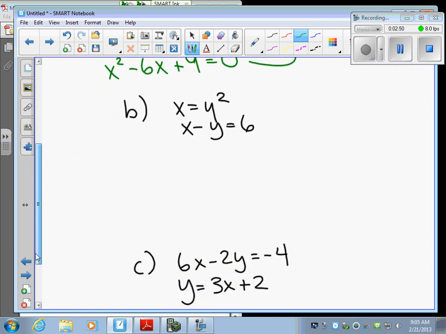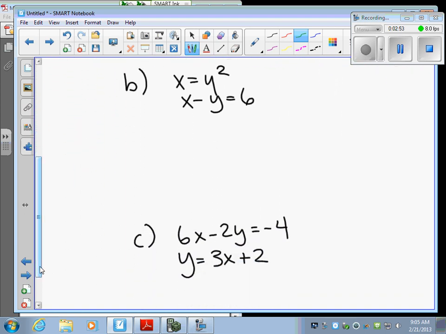Part B is a little bit different because this doesn't have y equals something and y equals something. It's actually x equals y squared, which is a sleeping parabola, and x minus y equals 6, which is a line. In this case, I see that x and y squared can be used interchangeably because they're the same thing. So I'm going to plug in y squared here for x. Otherwise, I'm going to write that exactly the same way because x is y squared.